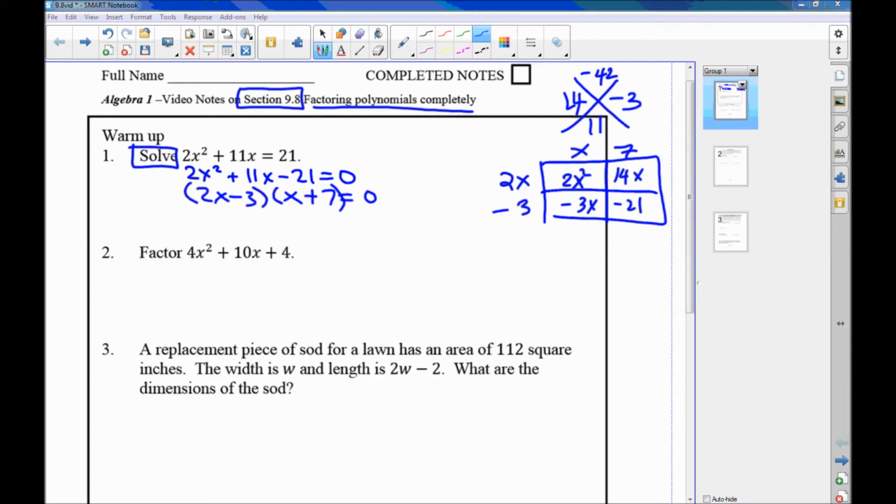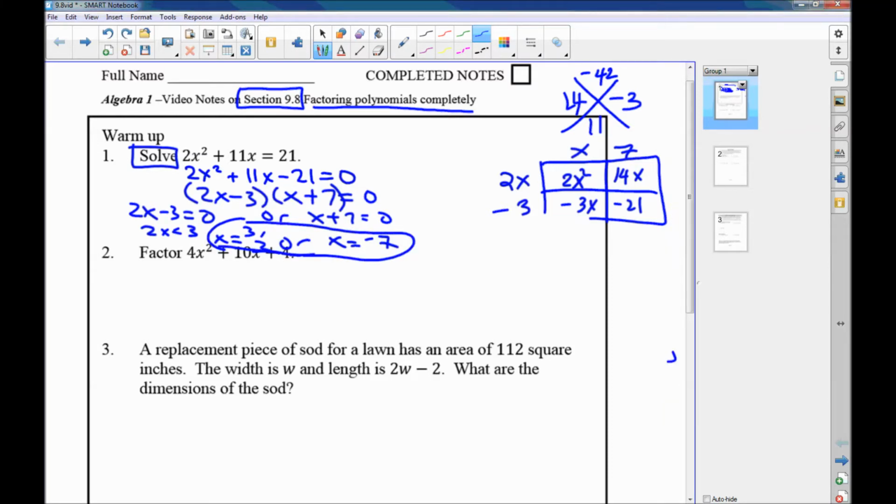And then we split this into two problems. So 2x minus 3 equals 0, or x plus 7 equals 0. So 2x is going to be 3, or x is going to be 3 halves. And over here we had x is negative 7. So 3 halves or negative 7.